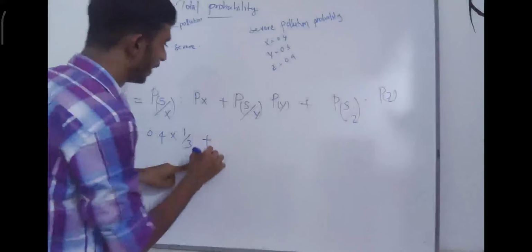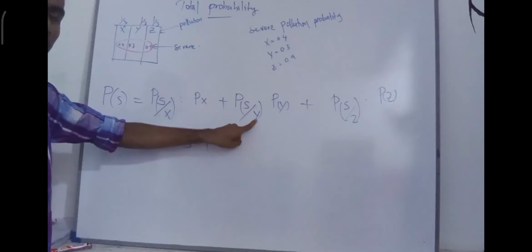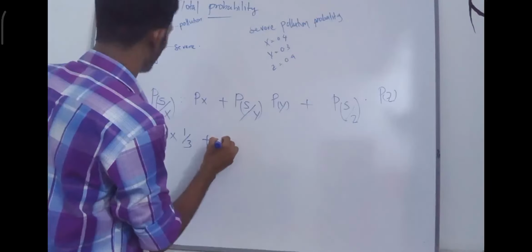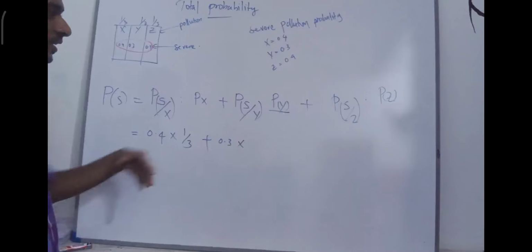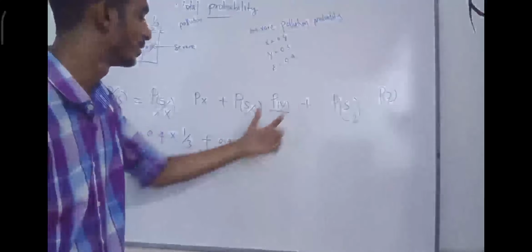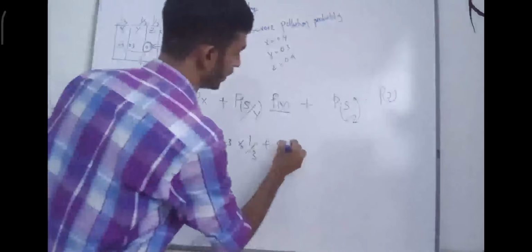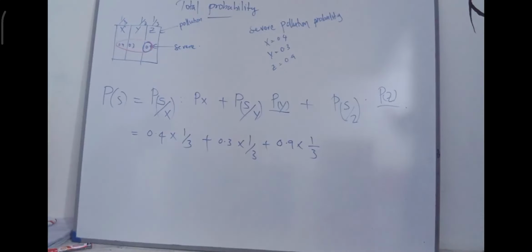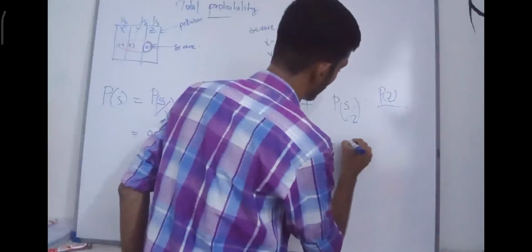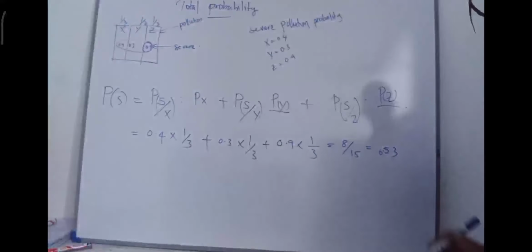We have already found that out. Plus the probability of severe pollution when the city is Y, that is 0.3, given in the question, into the probability of the city being Y, 1/3, plus 0.9 into 1/3. Now if you simplify this, you will get the answer 8 divided by 15, that is equal to 0.53. I have rounded the value to the second decimal place.